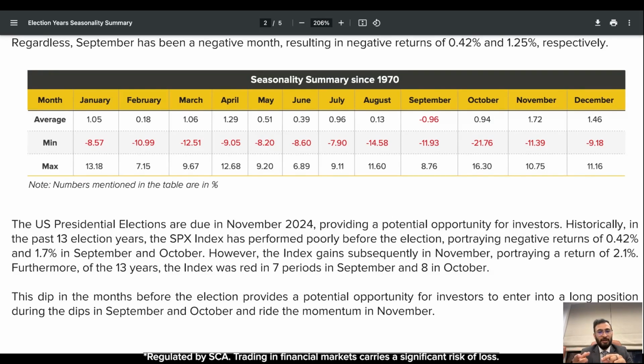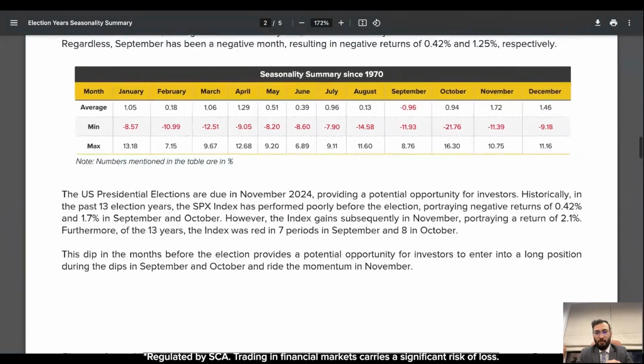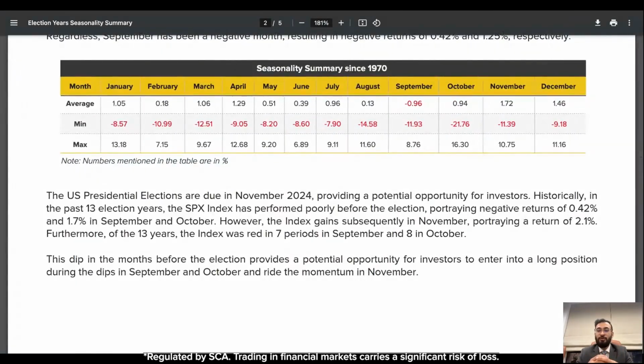And if you see the months, like for example Jan, Feb, March, April, May, June, July, August, on average, they have shown positive growth in terms of seasonality. And this is month on month seasonality. So we are looking since 1970. Now, the US elections are due in November 2024, providing an opportunity for investors.